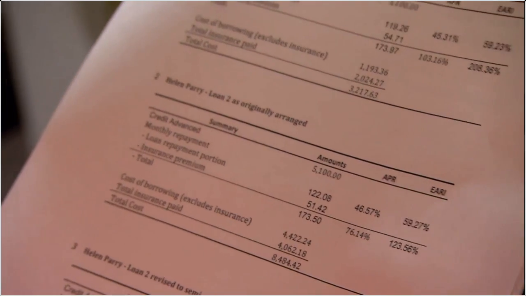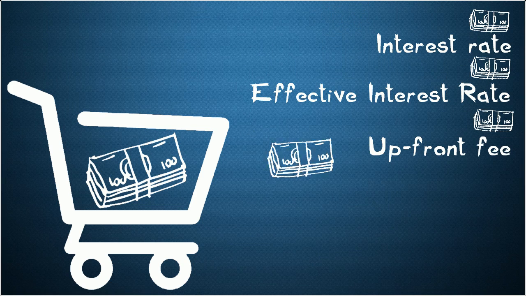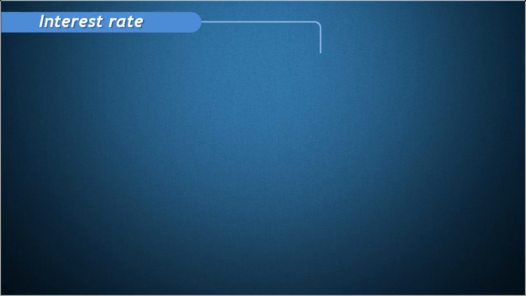Consumer loan is a contract between a client and a bank. Bank sells the money, the consumer buys the money. In other words, the consumer pays for the money borrowed. Perhaps you heard about interest rate, effective interest rate, upfront fee, late payment fee, prepayment fee, etc. So what are they all about?